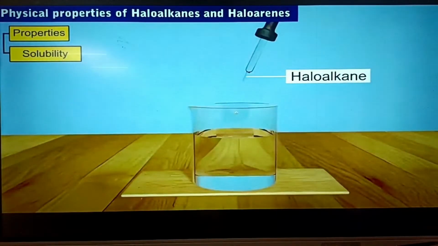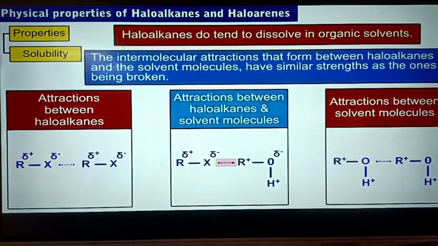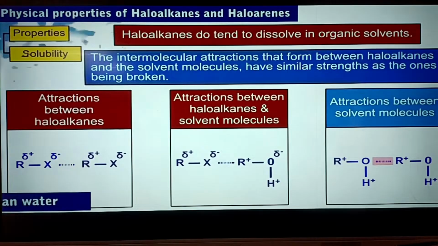Haloalkanes do tend to dissolve in organic solvents. The intermolecular attractions that form between haloalkanes and the solvent molecules have similar strengths as the attractions being broken in the separate haloalkane and solvent molecules.